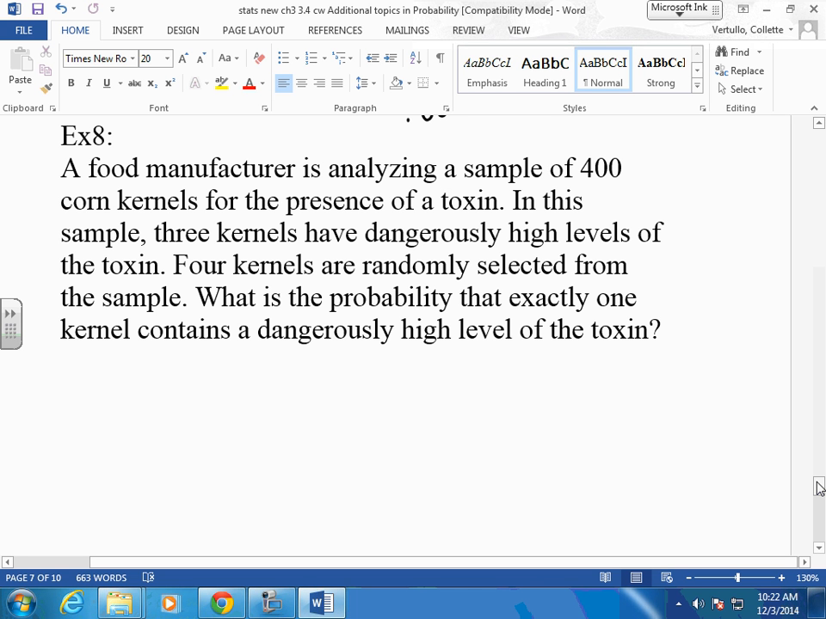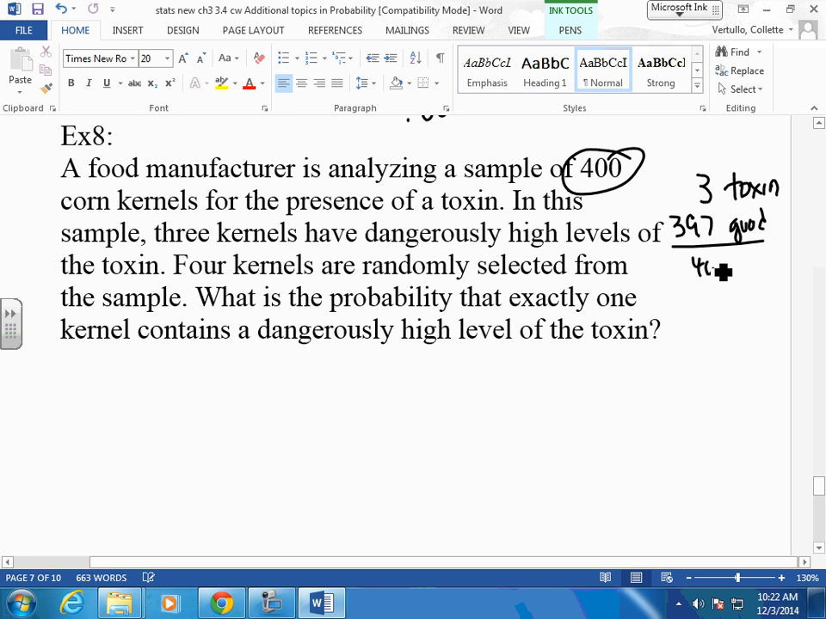A food manufacturer is analyzing a sample of 400 corn kernels for the presence of a toxin. In this sample, 3 kernels have dangerously high levels of toxins, same as we did before. So start like this. 3 are high-level toxins. Therefore, how many are not? Out of your 400, 397. Always start like this. You have to see your breakdown.